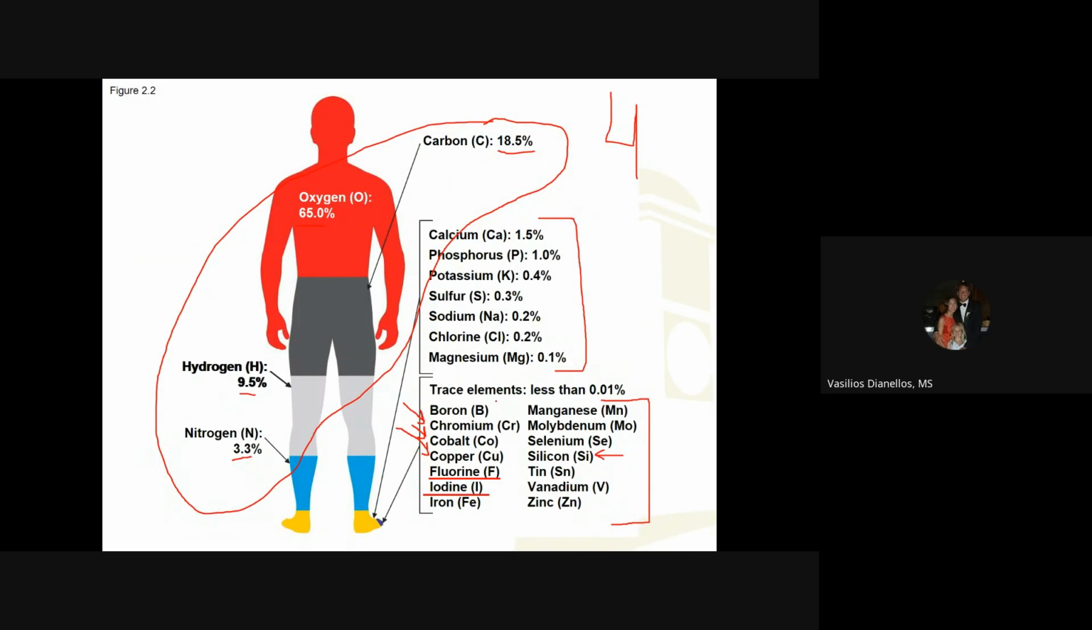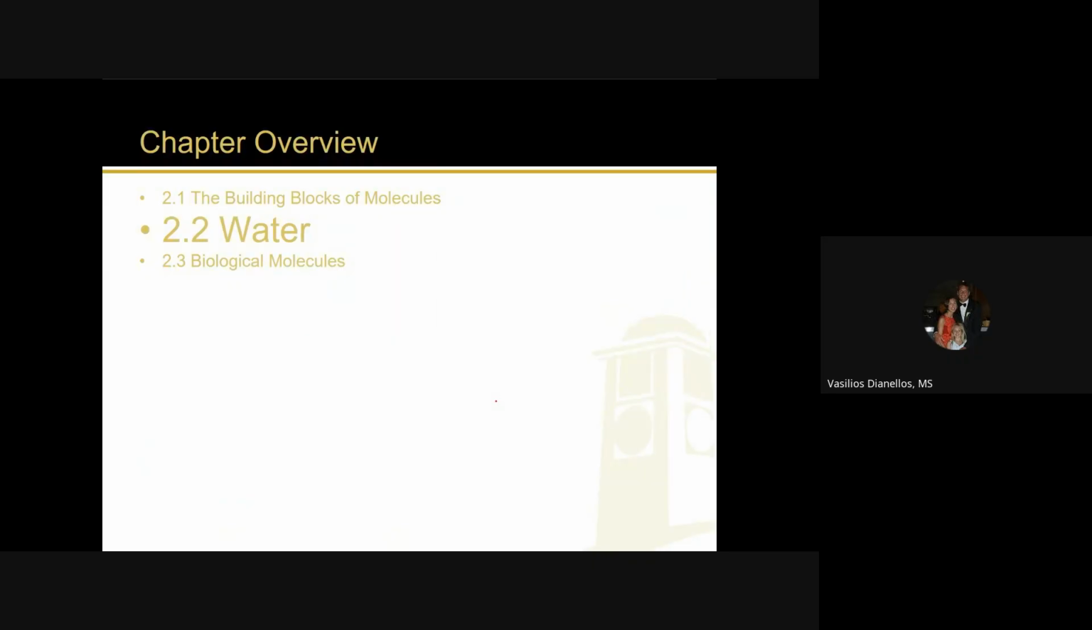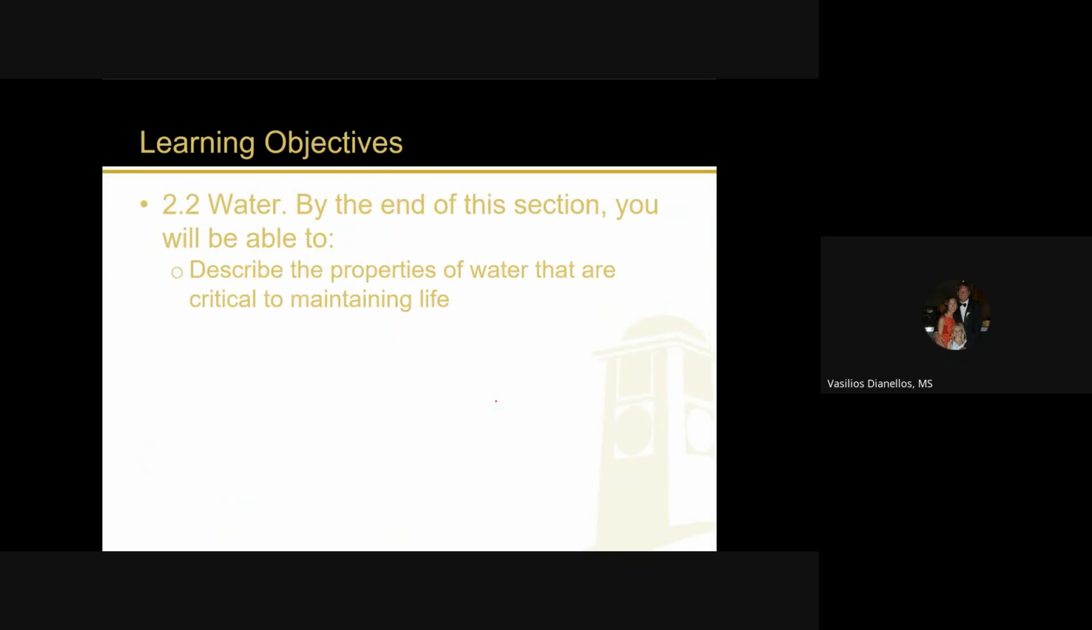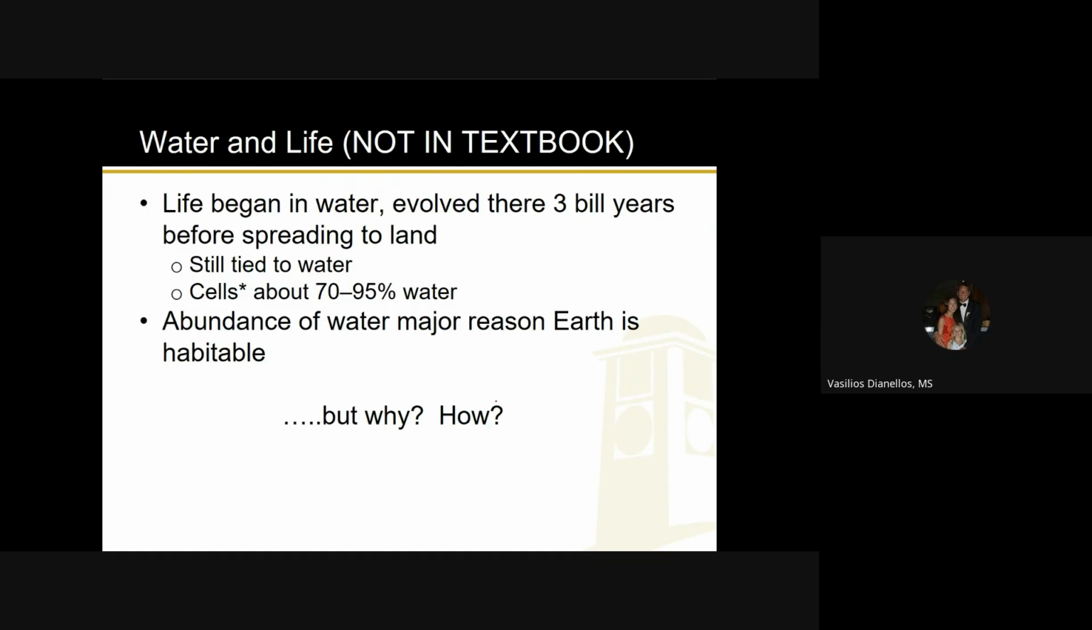Let's see. The next section is going to be about water. We've got 3 minutes, so let's go ahead and do the introduction. That way, when we get back on Wednesday, we can jump directly into the conversation about water. So again, this is the second of the third main bullet points of chapter 2, and it's all about water. By the end of this, you should be able to describe the properties of water that are critical to maintaining life.